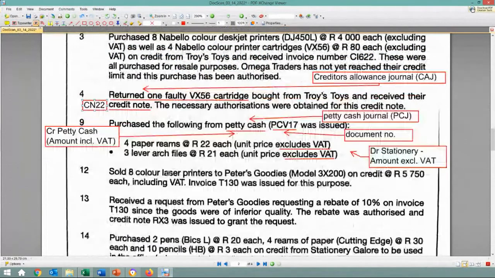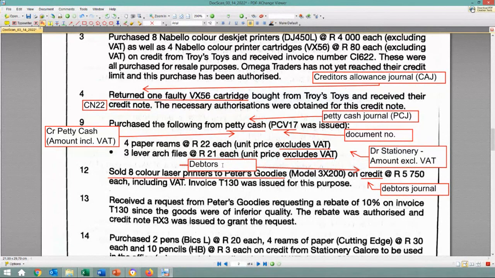Okay, so now we say we are selling 8 color laser printers to Peter's Goodies. So this is our customer on credit. Okay, so we're selling it on credit. That means this is a debtor. So as soon as we see credit and a customer, we know debtors journal. And the account we will take it to is debtors control. Okay, so you see debtors journal, debtors control, they go together.